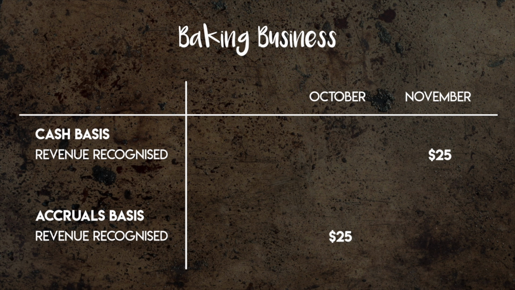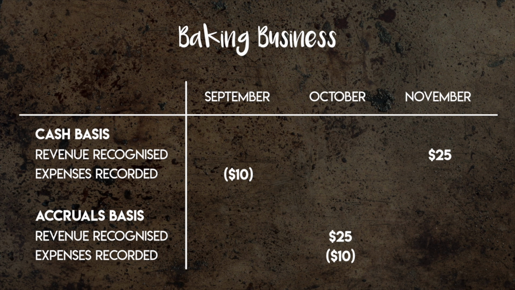Now, let's also imagine that we baked that cake using ingredients that we purchased a month ago in September. Under the cash basis of accounting, we would have recorded the expense in September because that's when we paid the cash for the ingredients. However, using the accruals basis of accounting, we would instead record that expense in October because that's when we sold the cake. You can see that under the cash basis of accounting, we recorded a loss of $10 in September and a profit of $25 in November.